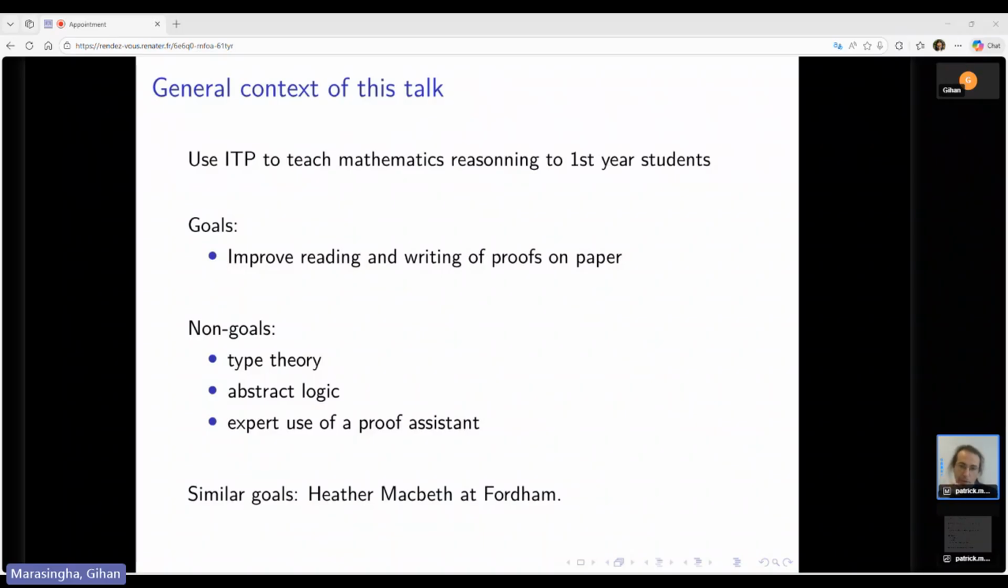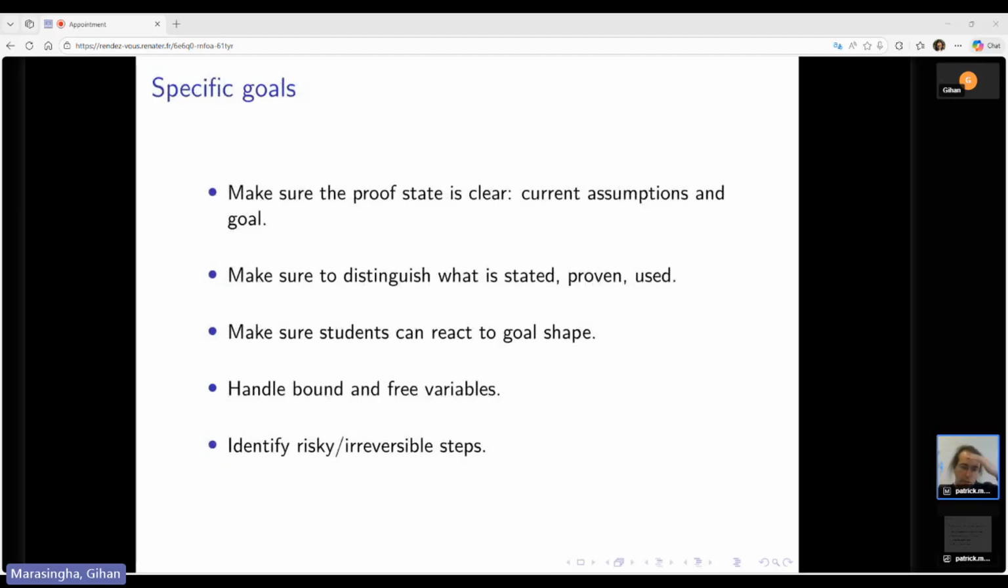And for instance, this is what Heather Macbeth was doing at Fordham. But no, she's at Imperial doing other things. But of course, I'm not the only one. And I should have added that Siddhartha Gadgil is now also using Lean with a similar goal to what I'm going to show in Bangalore. So the specific teaching goals are the following.